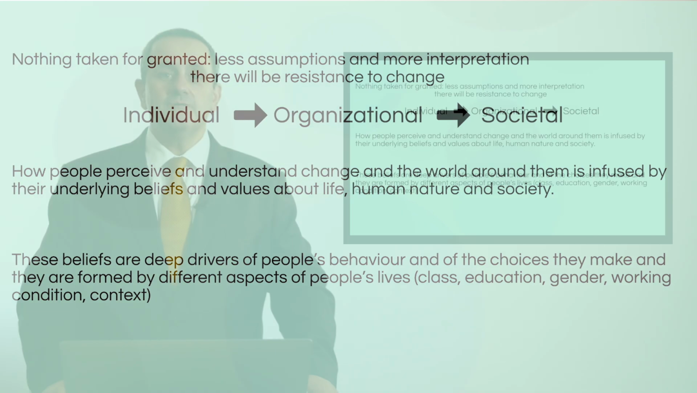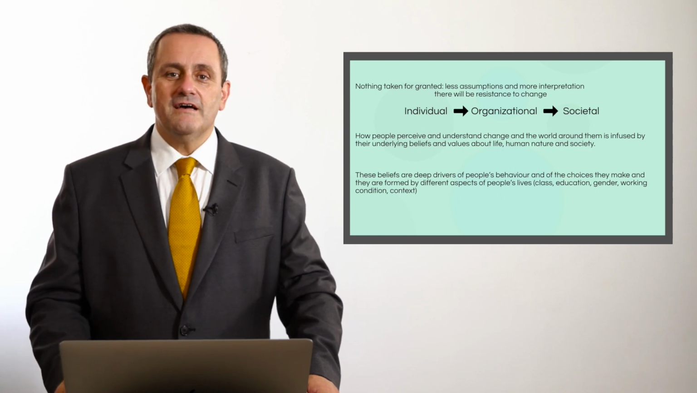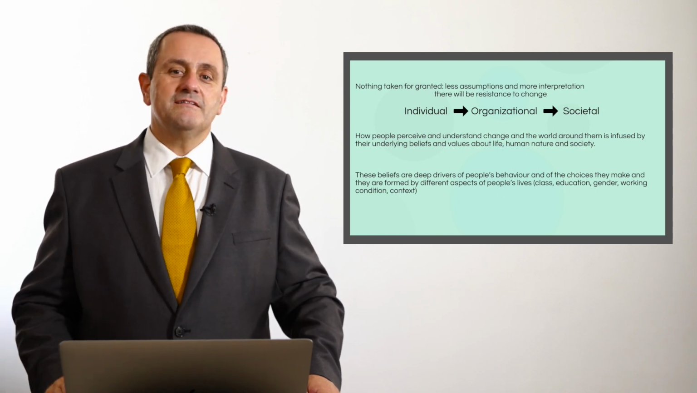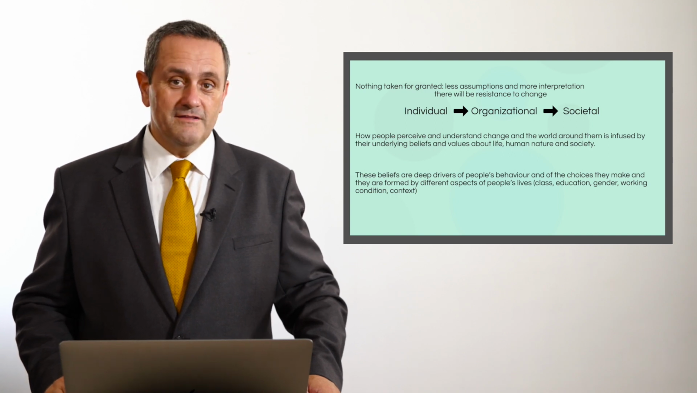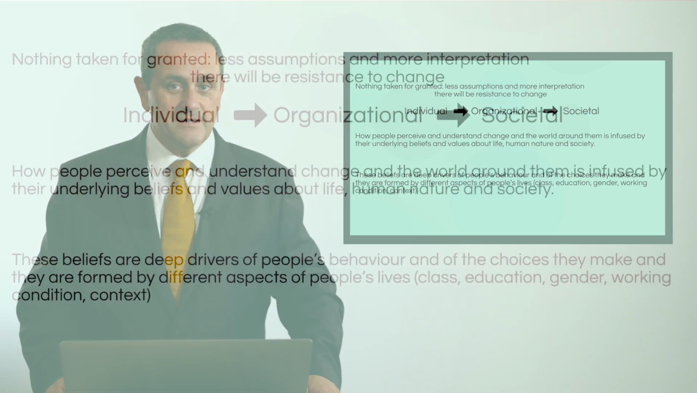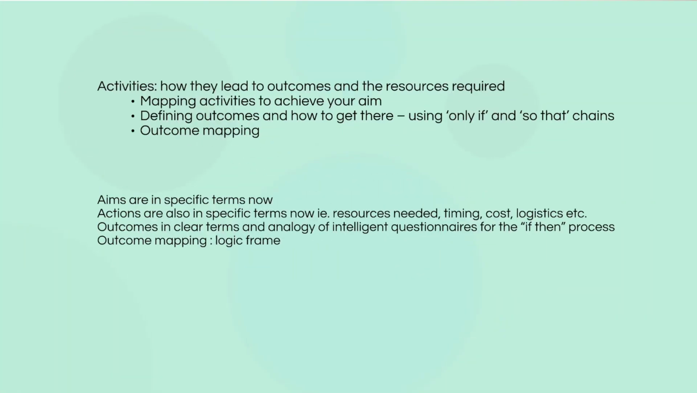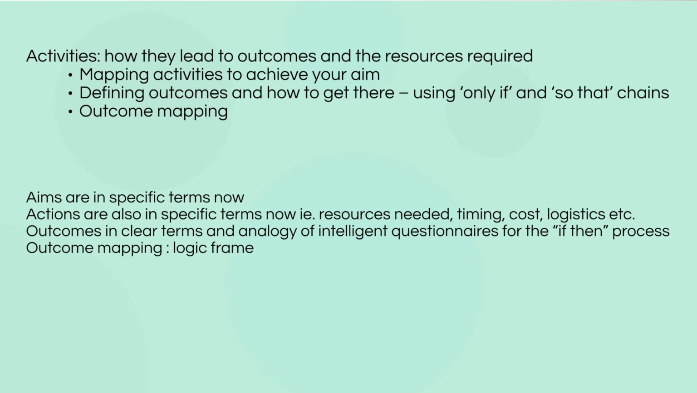So understanding the milieu inside the minds of others, and why persons decide and think in that way and not the other, is an important study you need to take on before embarking on any campaign. Once we are implementing change, we are thinking of activities and how they lead to outcomes, and the resources required for these activities. So, when one starts to implement change, one needs to map the activities to achieve your aim.